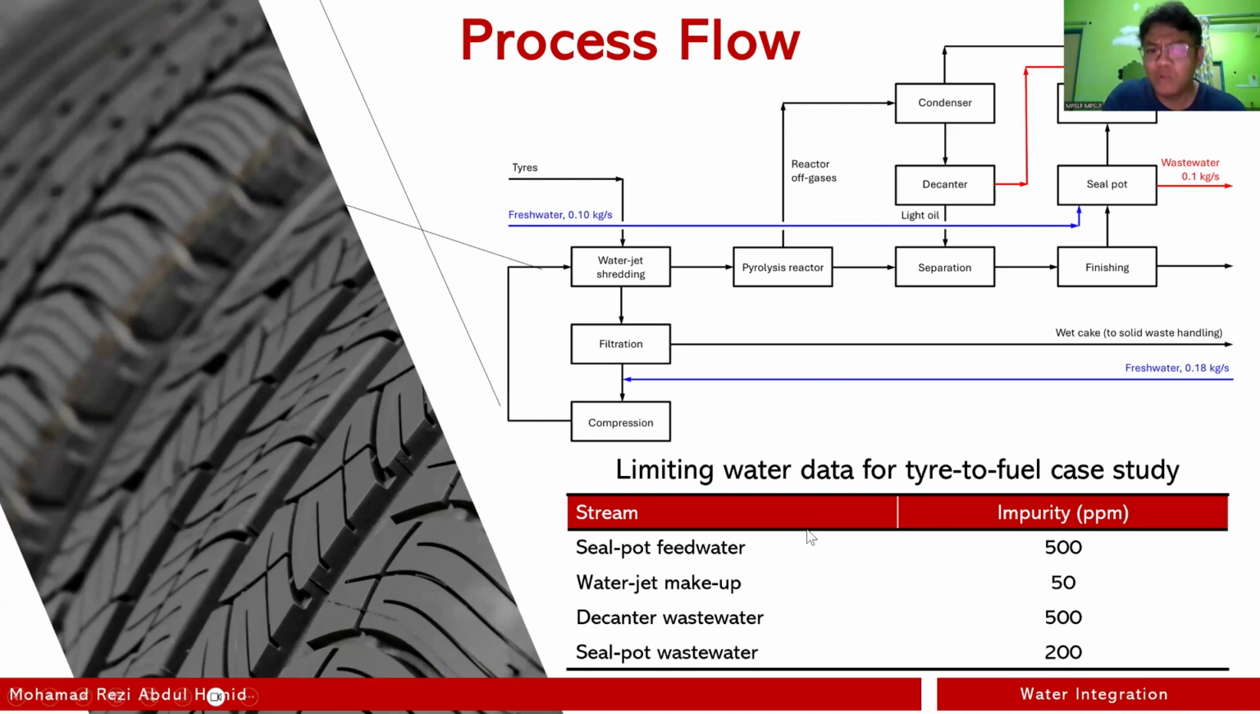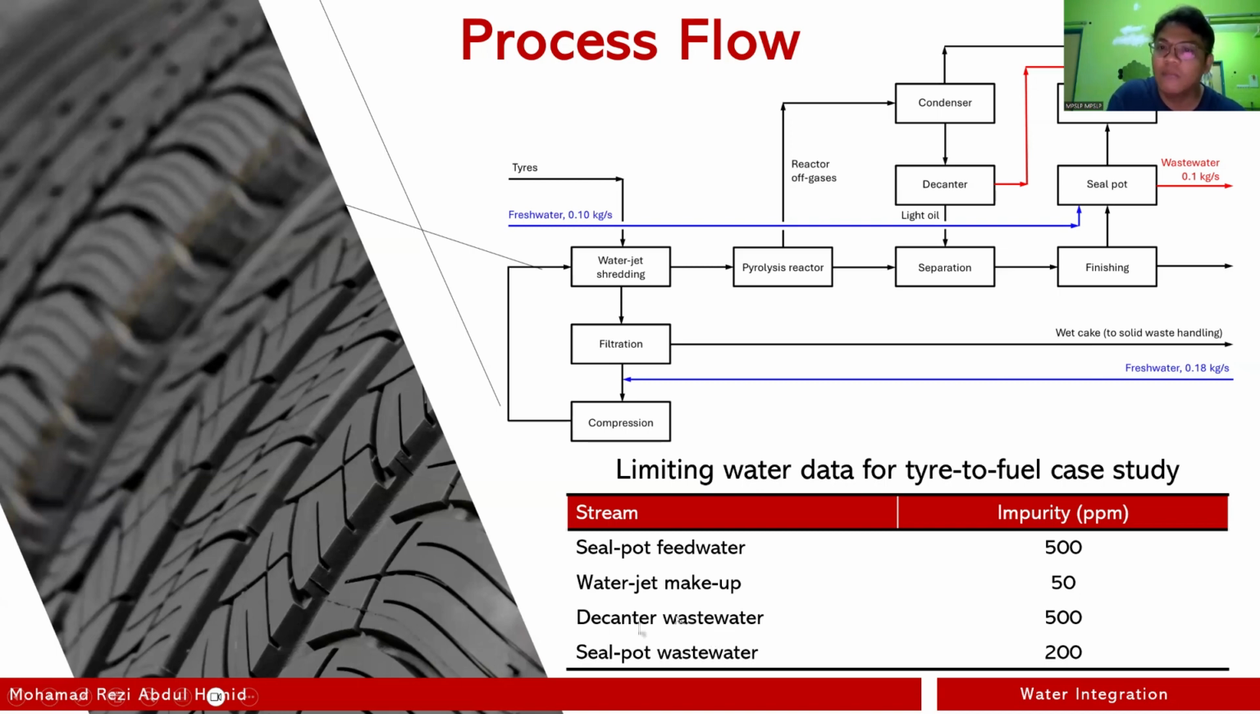So what do we have here? We have a seed pot feed water. The impurity allowable for them is 500 ppm, which means that fresh water is basically pure. Now for this particular stream, if you want to recycle to here, they allow an impurity maximum of 500 or lower if you want. And then the water jet make-up water, they allow 50 ppm impurities going into this particular area.